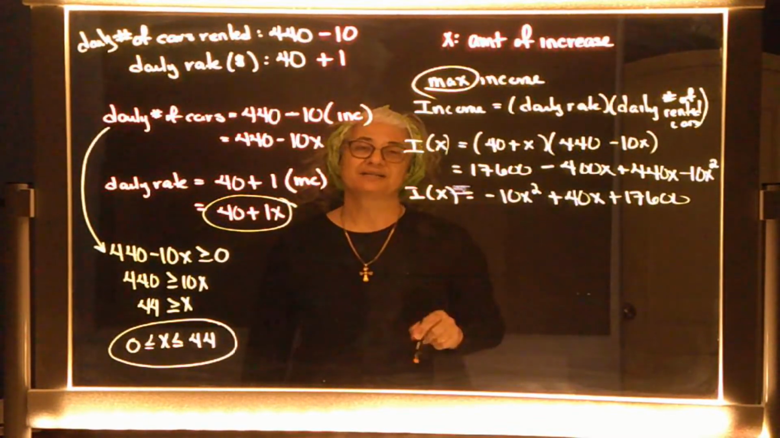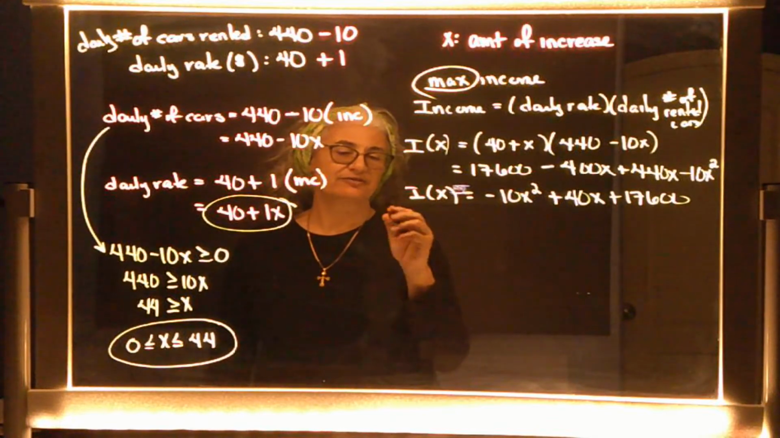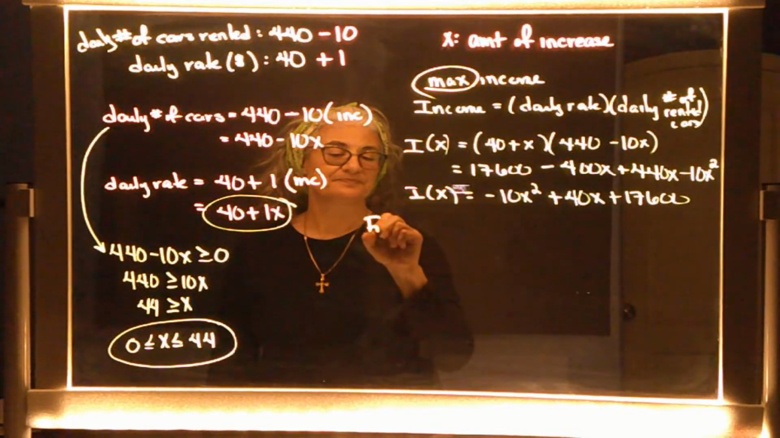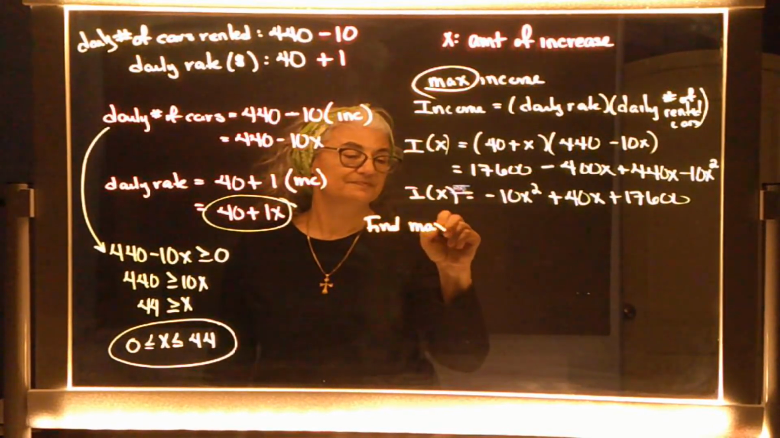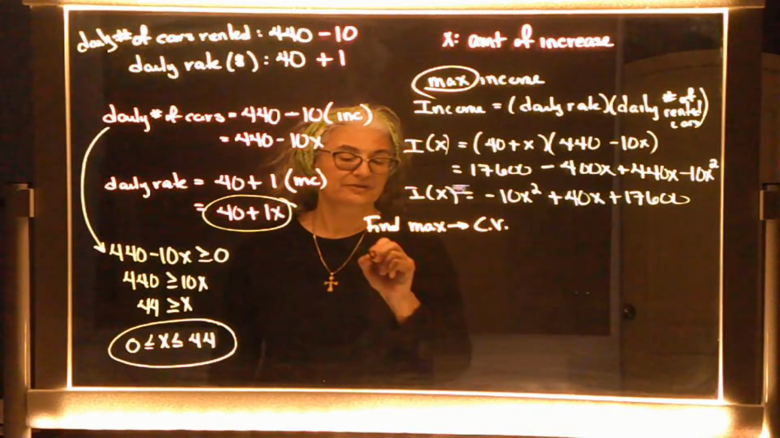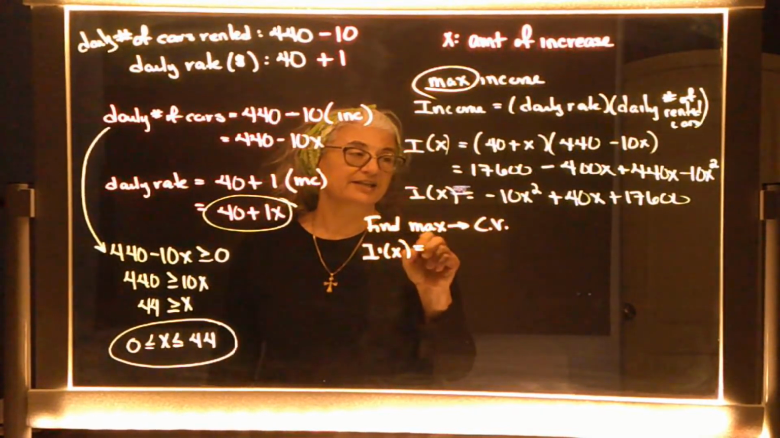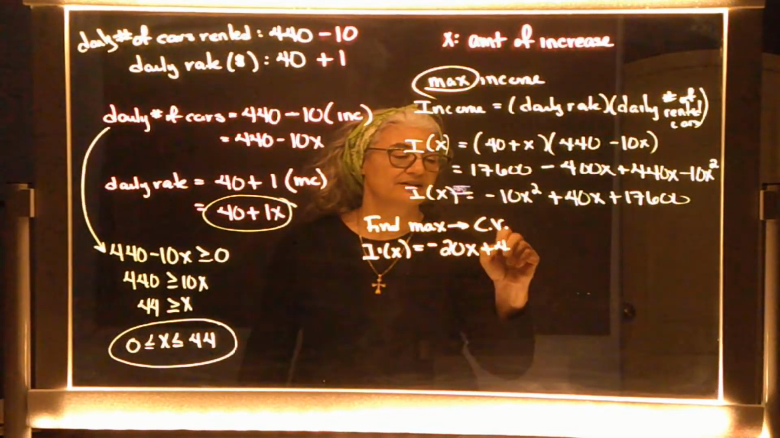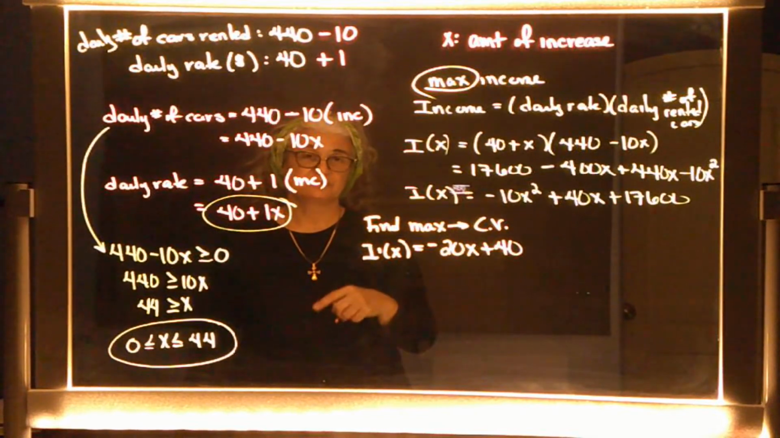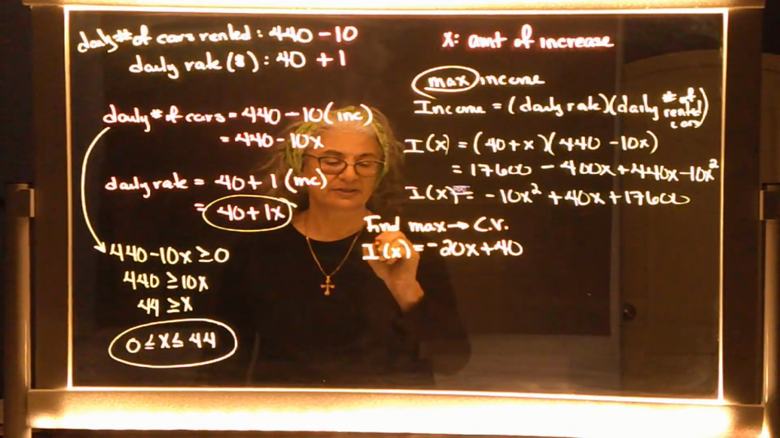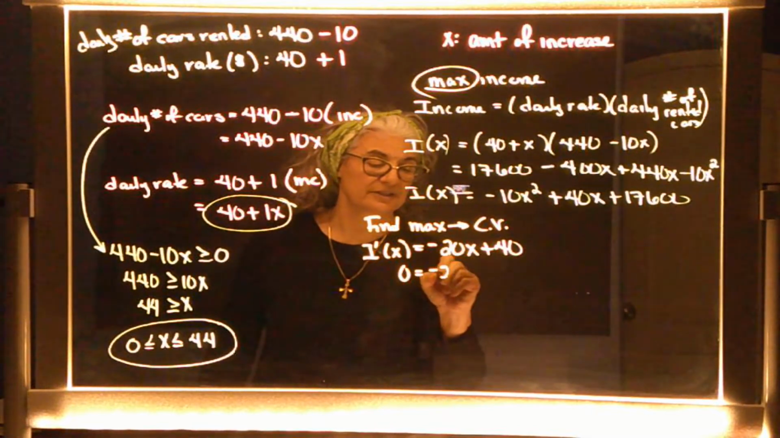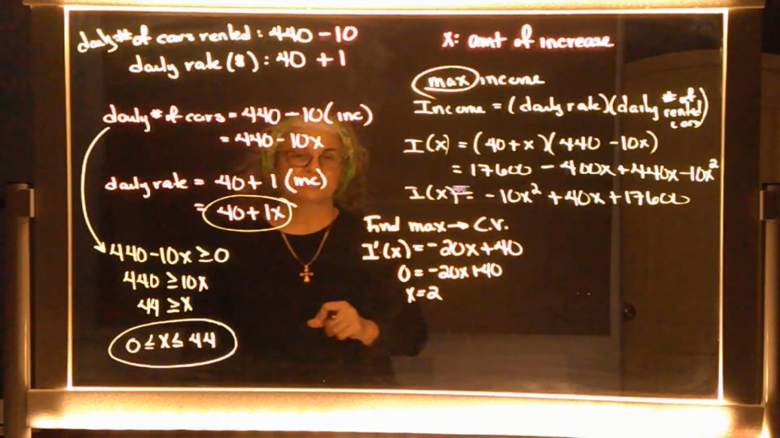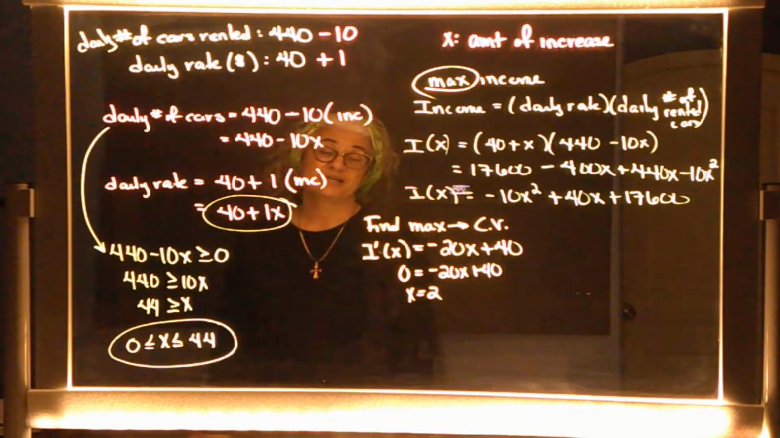Now I need to maximize. How do I do it? Critical value. How do I do it? First derivative. So my first derivative of the income, what are you guys getting? Good. Negative 20x plus 40. Great. Then what? Set it equal to 0. I'm with you. What'd you get when you solved? X equals 2. Great. And that falls within this domain, doesn't it?